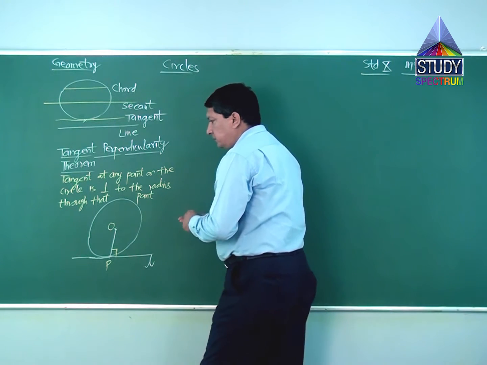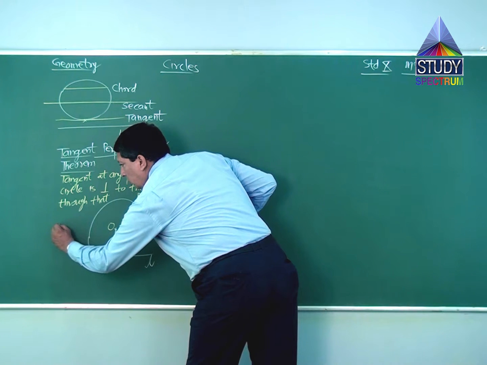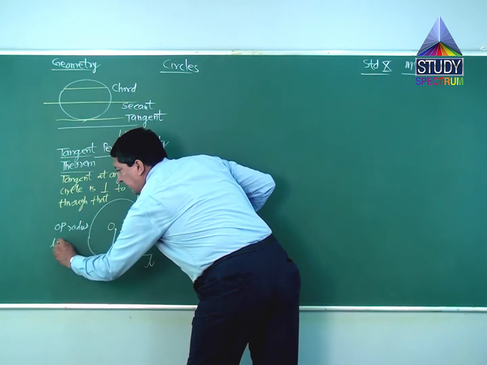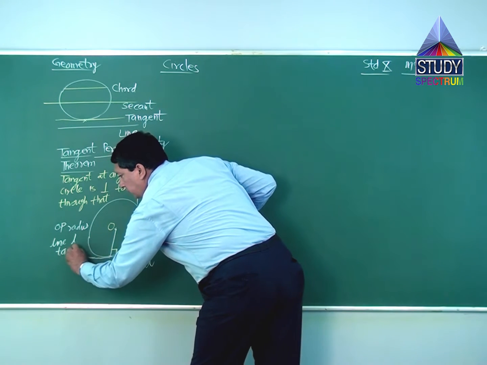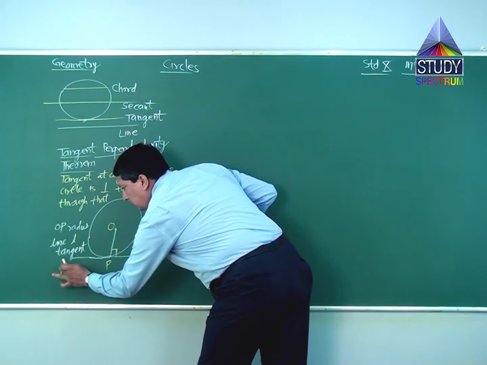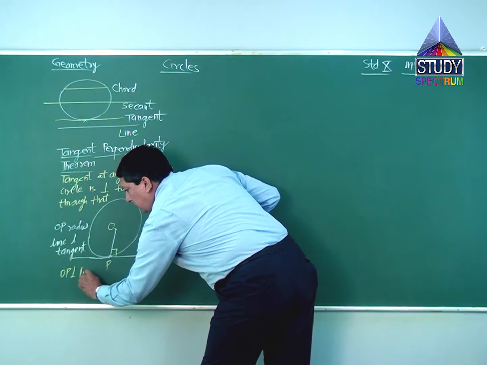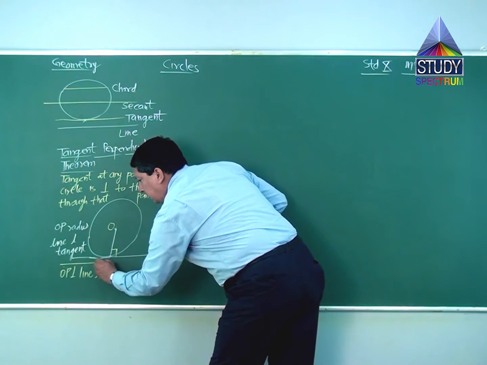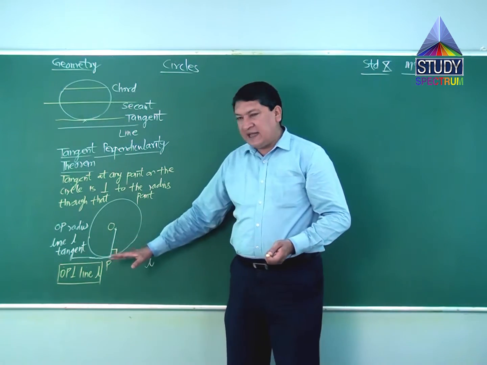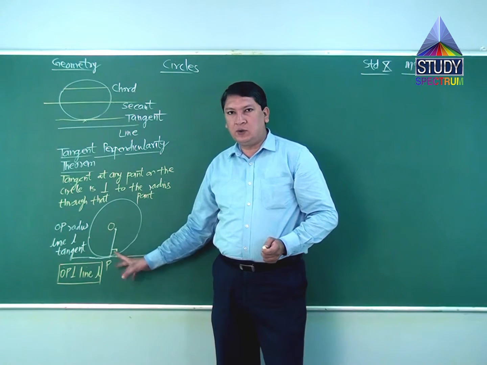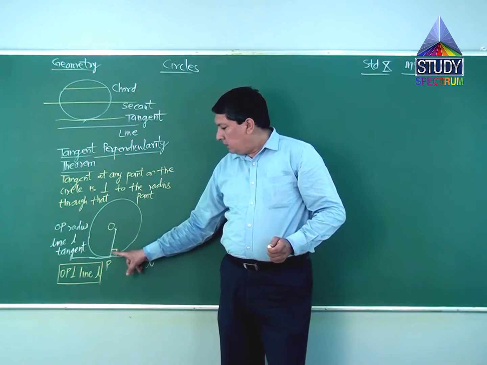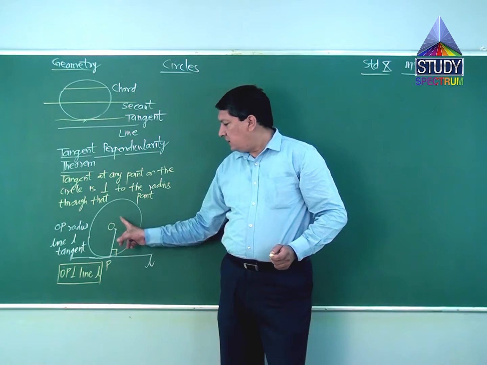So we can write it this way: OP radius, line L tangent. Then according to this theorem we can say that OP is perpendicular to line L. How did we get this? By applying the tangent perpendicularity theorem. So remember this theorem this way: whenever a tangent is given to you, it is perpendicular to the radius. In any sum, any circle where a tangent is there, you know the center of the circle and the point of contact, and the line joining them is the radius.